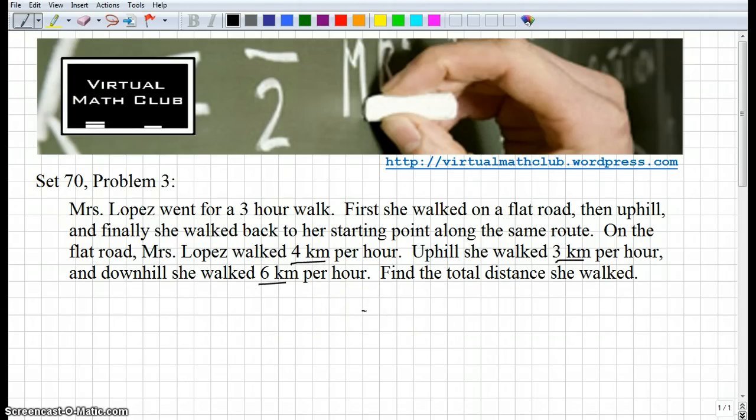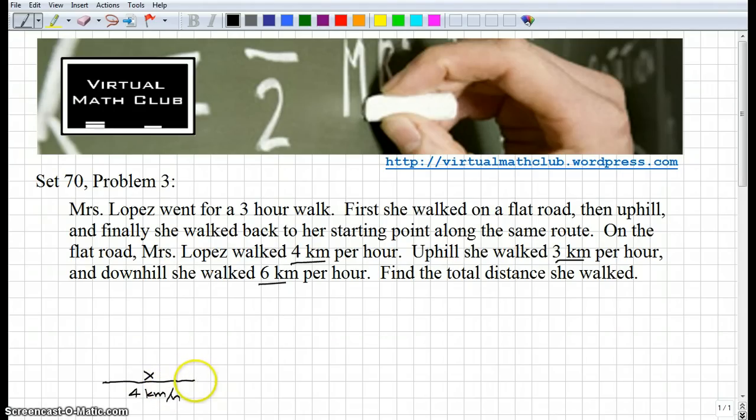Alright, this problem almost looks like it doesn't have quite enough information, but let's work with what we've got. First, I'd like to draw a picture. So she walks along some flat portion of her route at 4 kilometers per hour. We don't know the distance, and what we want to end up finding is the total distance. So for right now, we'll just call it x. She walks some distance x at 4 kilometers per hour.